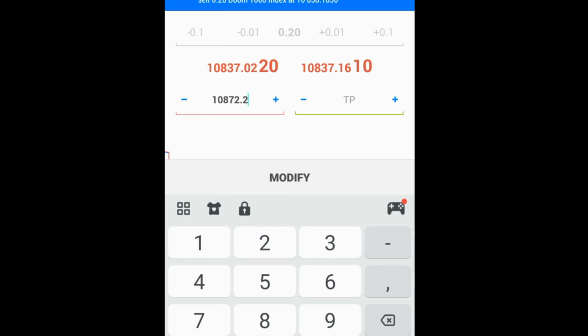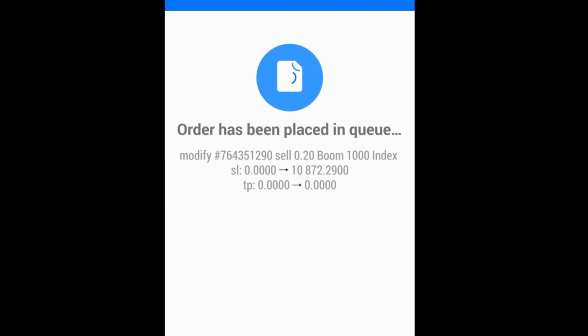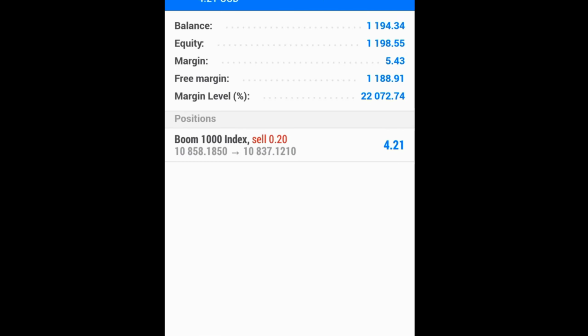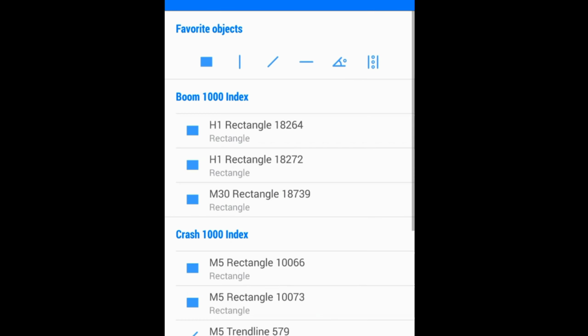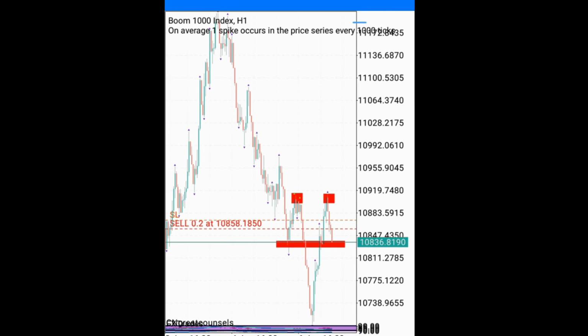So our stop loss is going to be 10872.29. Okay, so we just set our stop loss right above our entry, and there's nothing that's going to put this trade in loss again, because we've taken part of the trade. I'm also going to set my TP, even though we might not stay in the trade till there.